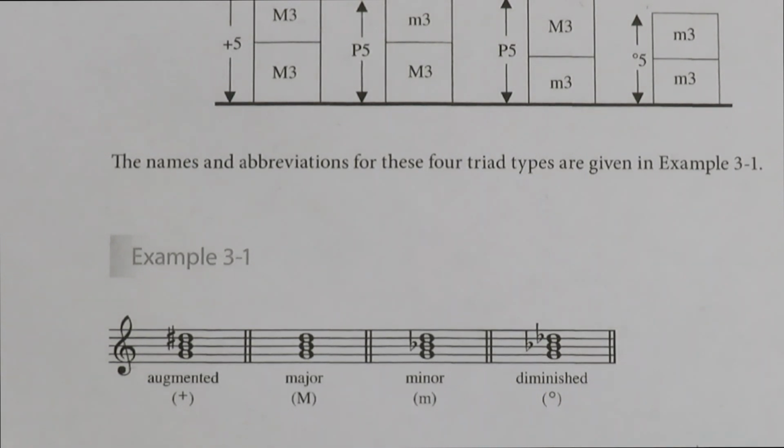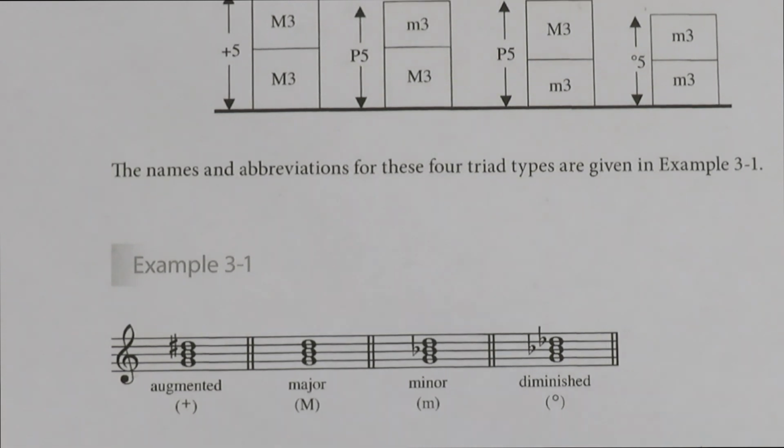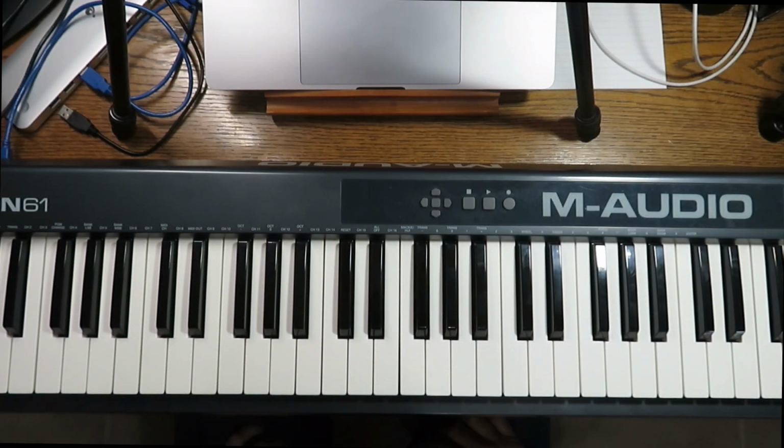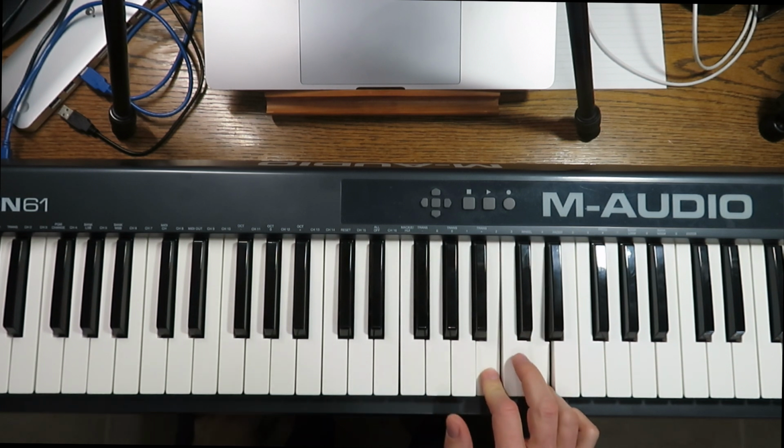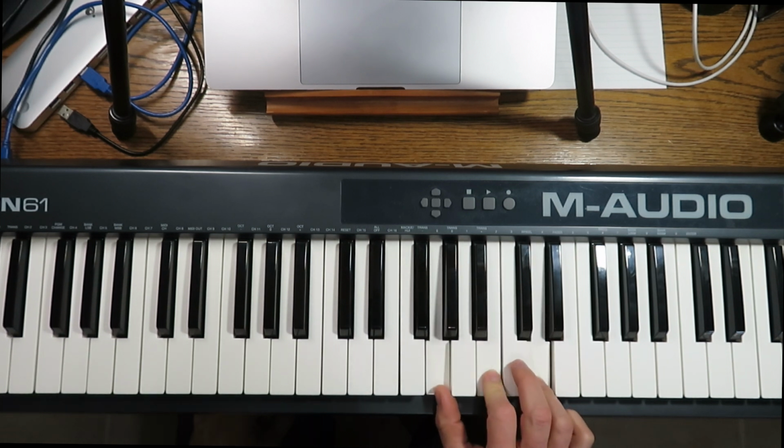Okay, so let me show you some of these on the piano, and this will give you a better understanding of it. Seeing them and hearing them is better, so let's do that. Okay, so here we are. And I thought we'd look at the key of G again. So let's start. I like to start with the major. So you have G major, G, B, D. So we have the root, the third, and the fifth.